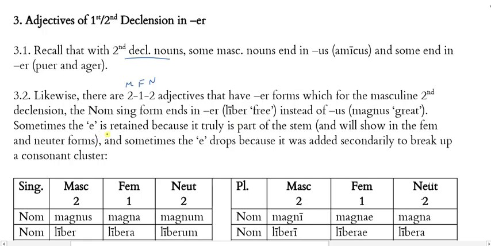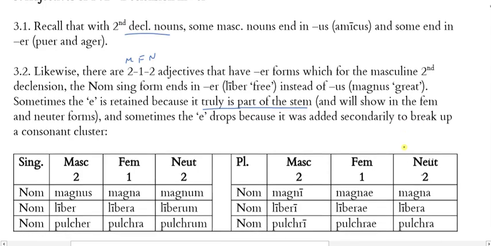All right. Now, sometimes, as we've seen with nouns that are er nouns, the e is retained because it truly is part of the stem. And puer was an example of that among the nouns. Well, that's also true with adjectives. Sometimes that e will stay there because it's part of the stem, and it will show up in the feminine and neuter forms, and in the other cases besides the nominative as well. And then sometimes the e will drop out of the er form because that e was added secondarily to break up a really significant consonant cluster.